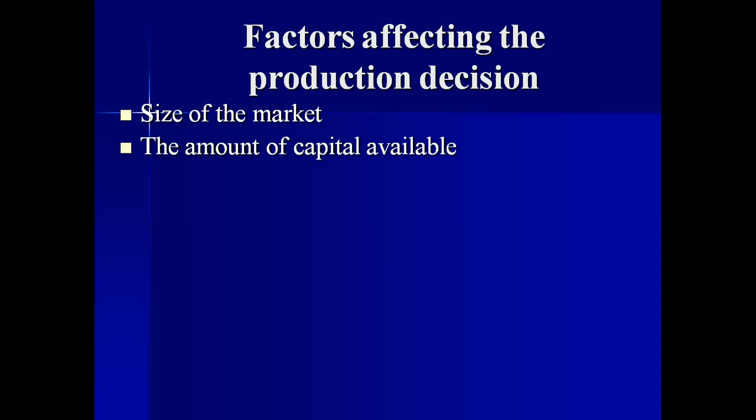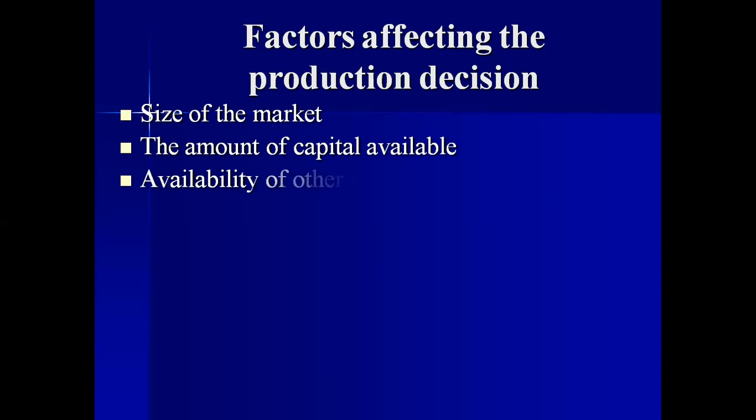Then, amount of capital available. Again, if you have a lot of capital, you can go for capital intensive production, that is flow production, mass customization. This is possible because the setup cost is quite high. But if you do not have much capital, then maybe job production might be more suitable because it is more labor intensive. But still, you will be able to satisfy the needs of the people to the maximum level.